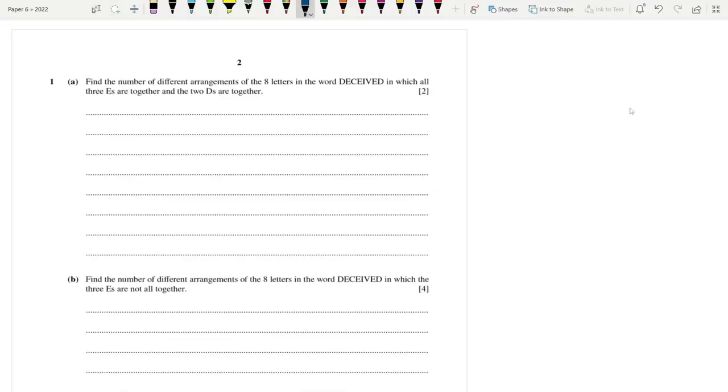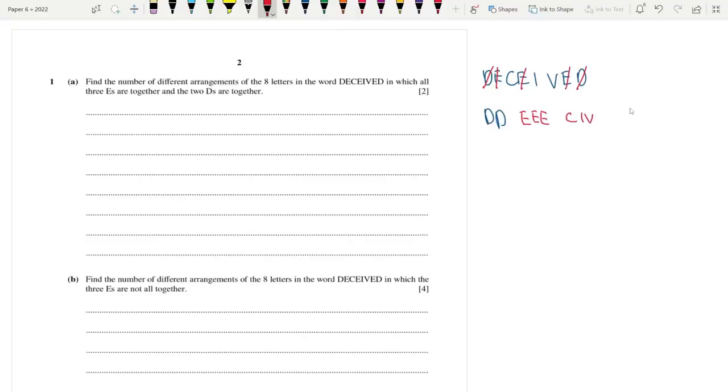Okay, so how to do this sum? This is the word, right? Write it down. DECEIVED. Now let's put them together. We have 2 D's, we have triple E, then we have CIV.